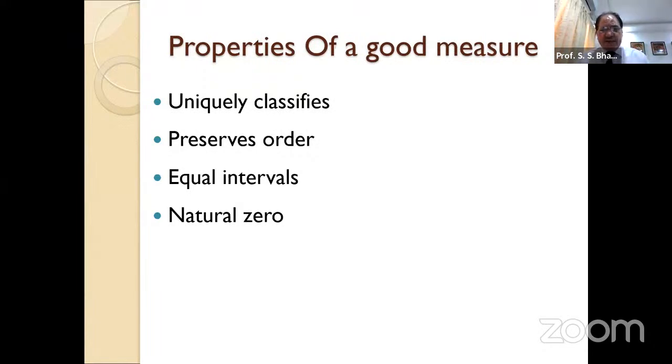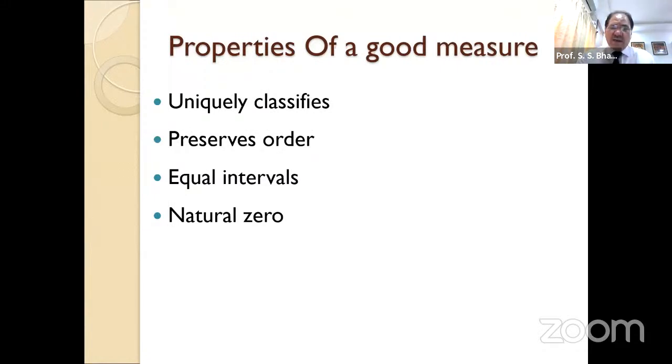The measure should uniquely classify the items that are being measured. And the items can be individual people, products, or services. Items can also be characteristics. So the first property of a good measure is that it should uniquely classify the people, products, and services based on their characteristics that are being measured.